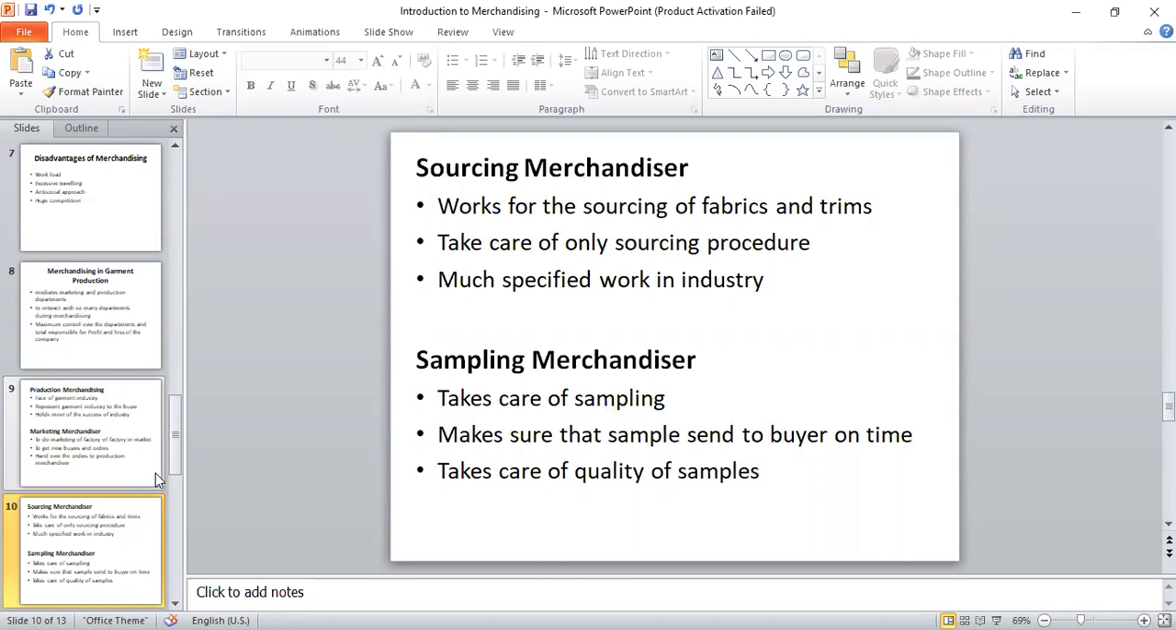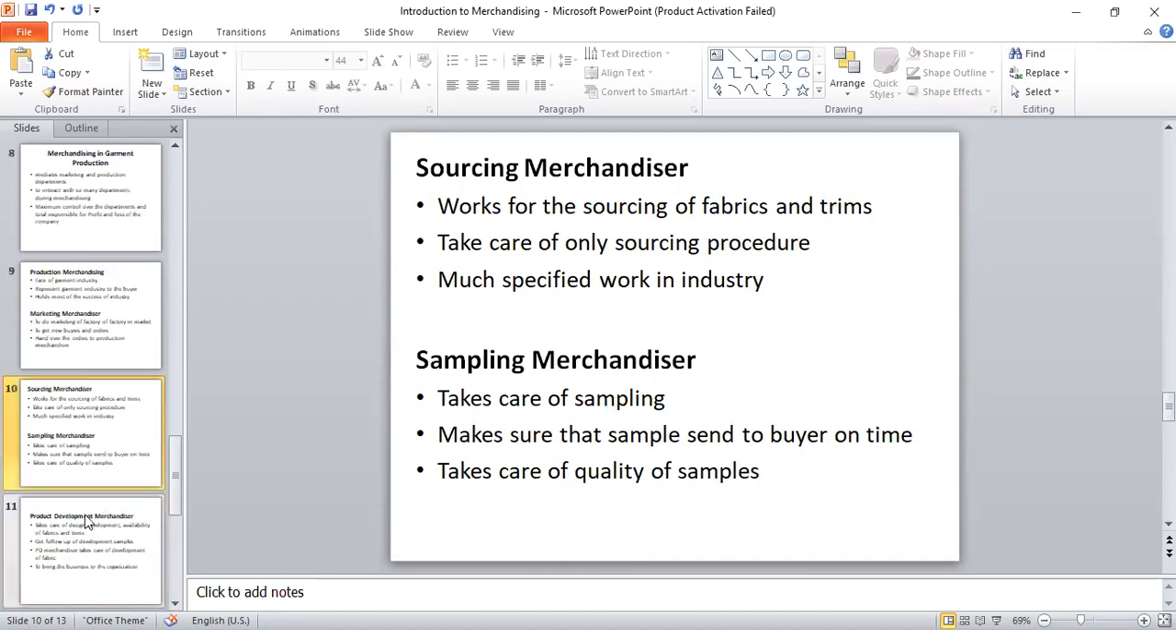So the next is sampling merchandiser. The sampling merchandiser takes care of sampling only. The production merchandiser provides all the details to the sampling merchandiser according to the specification. They make sure that the sample will be sent to the buyer at the correct time and according to the correct requirements of the buyer. The role of the sampling merchandiser is to follow up on the sampling as well.